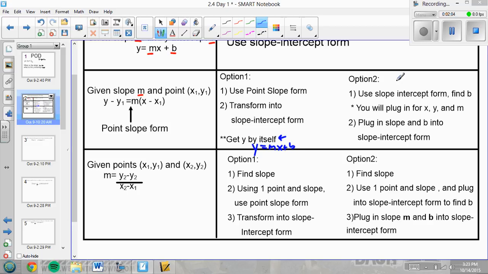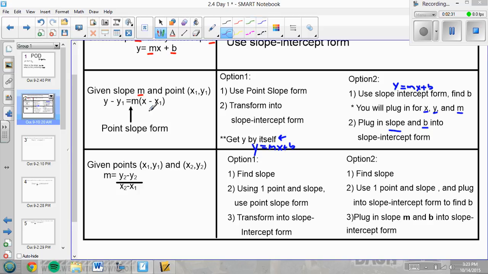The second option is to use slope-intercept form, y equals mx plus b. In a point you get x and y, and they give you m. So you're plugging in information for y, m, and x, trying to find b. Once you get b, you'll plug that and the slope into your slope-intercept form.